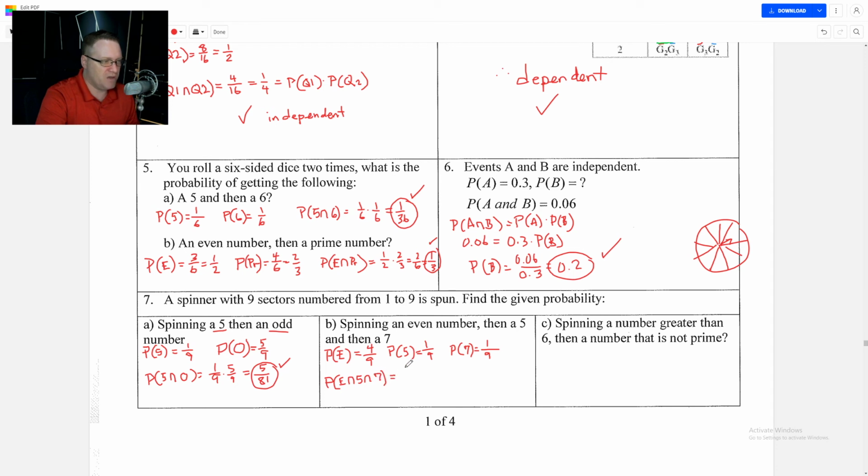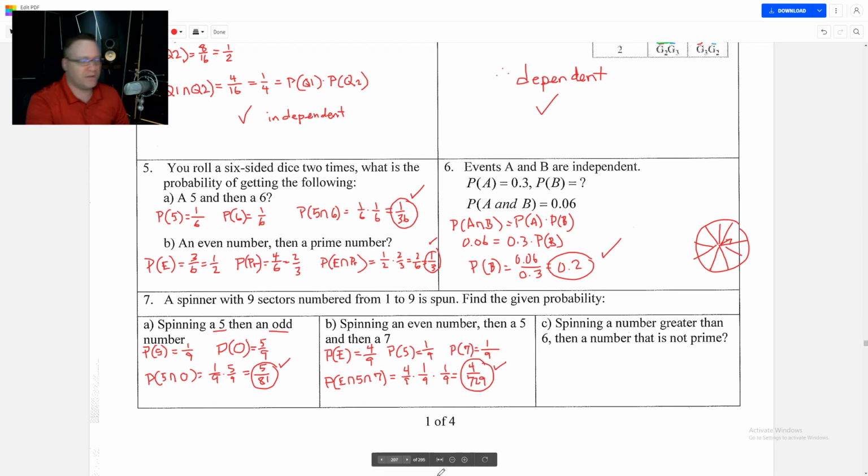Well, it's going to be 4/9 times 1/9 times 1/9. All right? And you can write that as a fraction. 4 times 1 times 1 is 4. And then 9 times 9 is 81. Times 9 is 729. All right? So it's 4/729 is the probability.